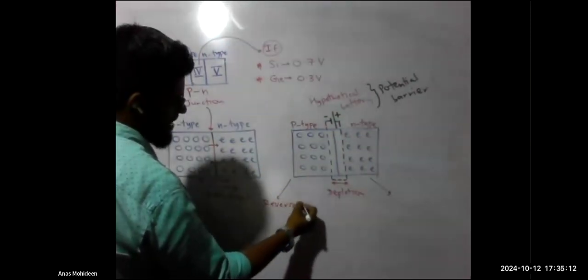So one biasing is the correct biasing. The other biasing is the wrong biasing. Let me take the wrong biasing first. Which is called reverse biasing. Reverse biasing means, look at this, what happens.